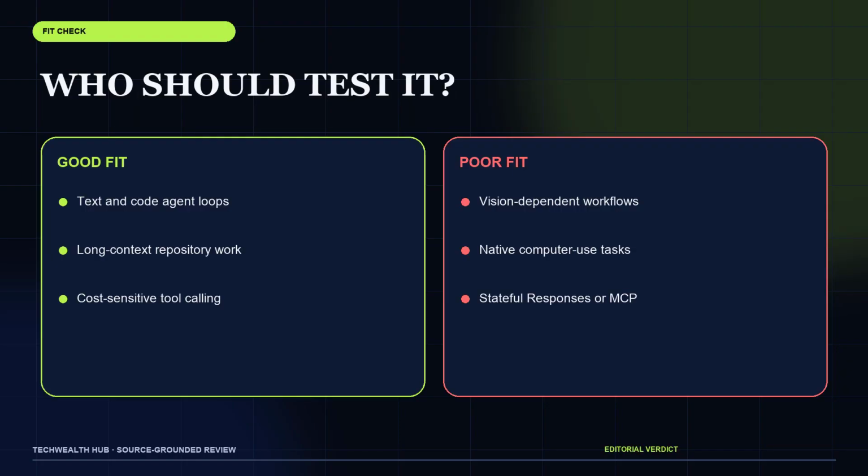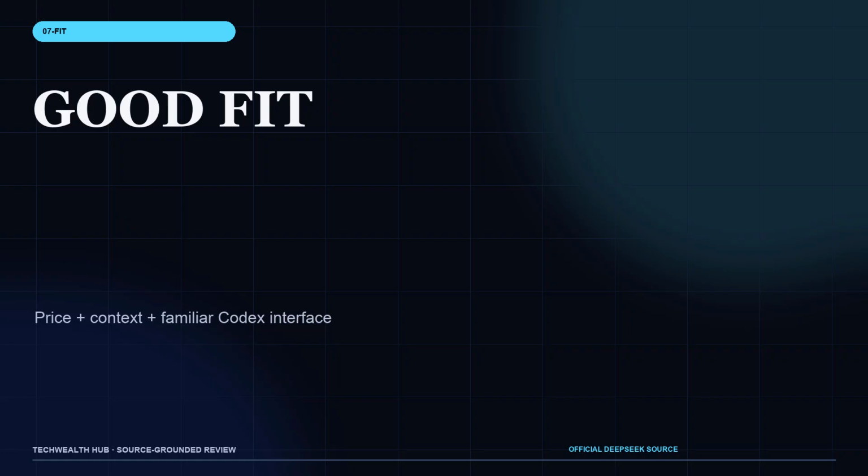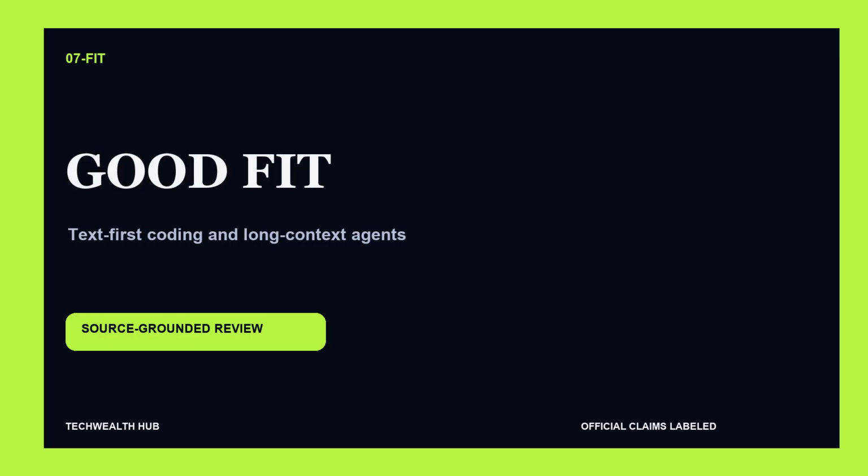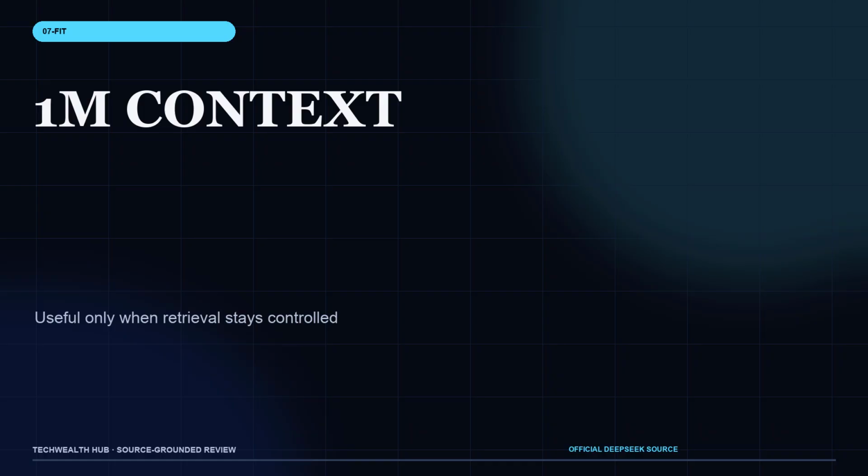Who should test this? Teams running text and code-heavy agent loops where price, long context, tool calls, and a familiar Codex interface matter. Who should not migrate yet? Workflows that require vision, native computer use, MCP, stateful responses conversations, or proven reliability under consequential workloads.